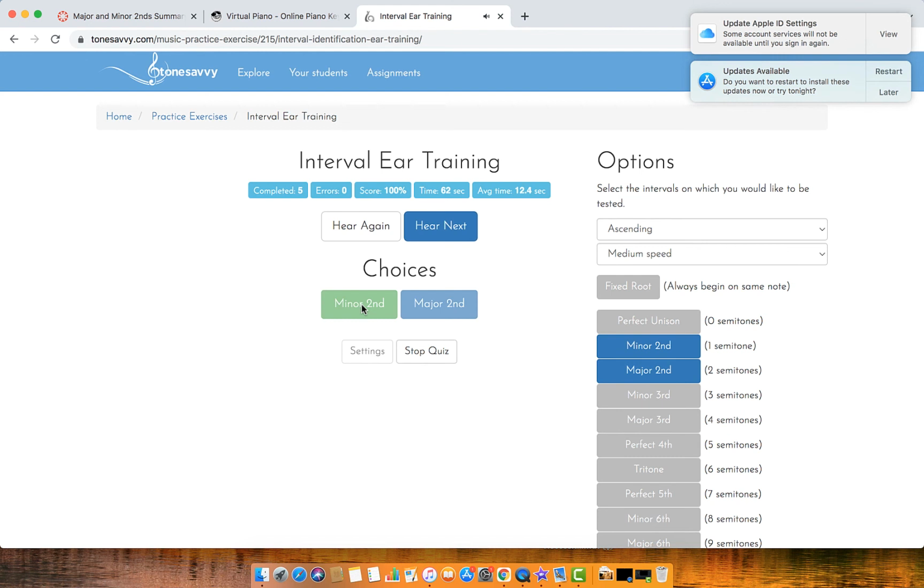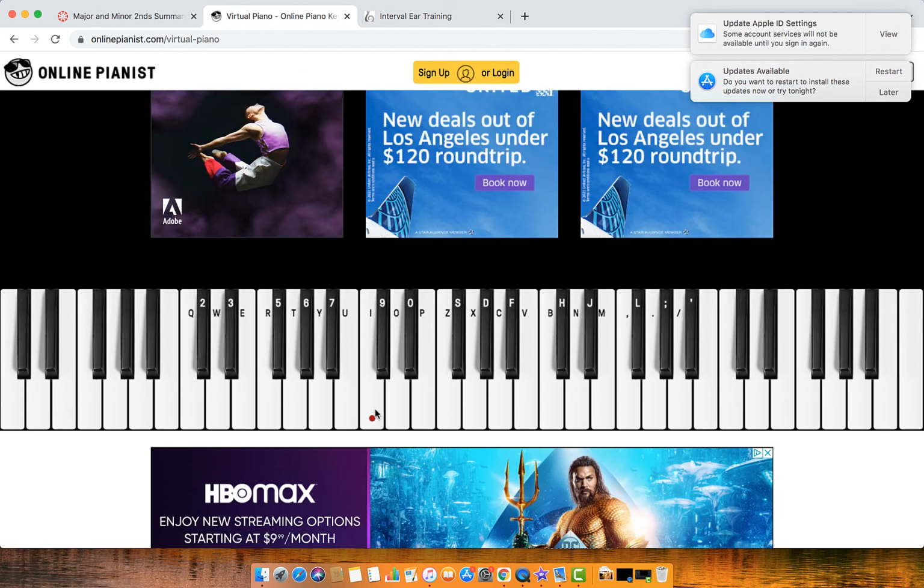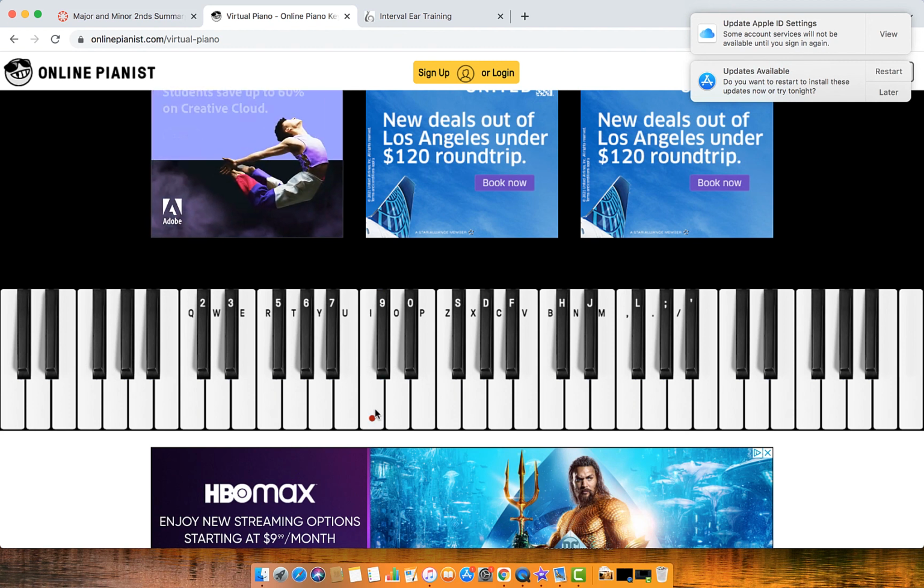Ooh, you hear that? Eventually, if you practice these things, and I do mean practice, because it's all about training your ear, and I can't just talk to you about it. You have to take it upon yourself to train your ear. So I could do a couple things. I could do the Tone Savvy stuff, or I would just get this keyboard and say, let me do some whole steps, half steps. Whole step, major second. Half step, minor second.